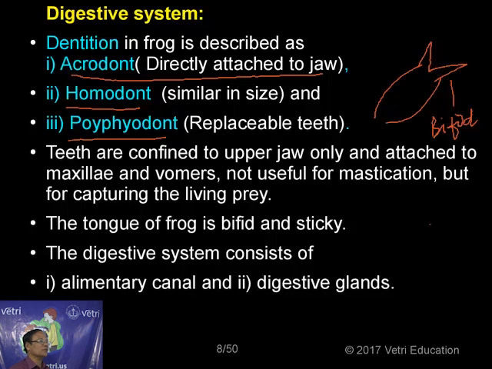Several sets of teeth are formed. They are being replaced again and again. Hence called polyphyodont, replaceable teeth. One set is replaced by another set, and that set is replaced by another set during the lifetime of the frog. But in our case, one set is replaced by another set. So in our entire life period, we have only 2 sets of teeth.